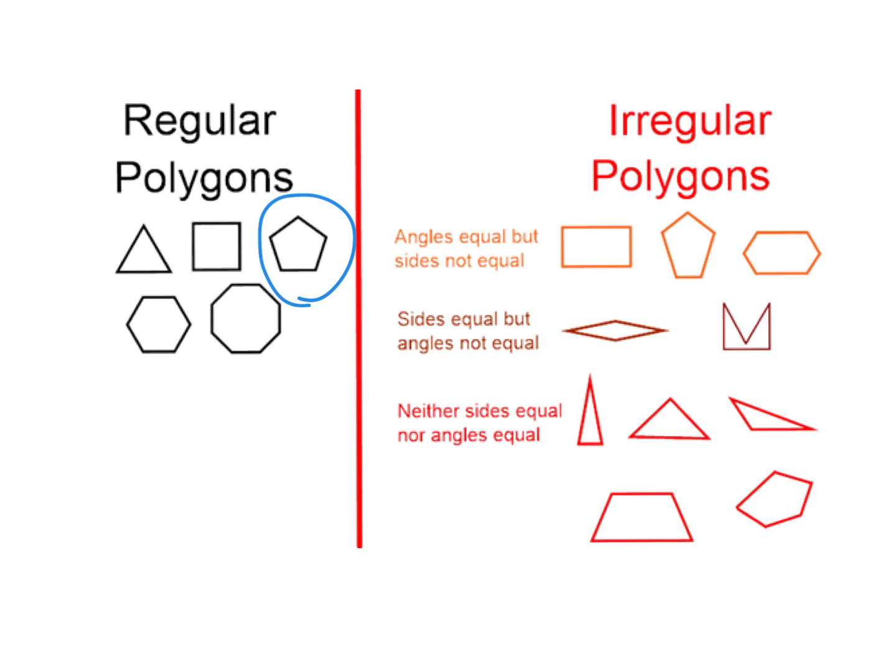Versus the pentagon over on this side, that is not the same. It does not have the same sides. So it's an irregular polygon, or you could call it an irregular pentagon. And then they do a good job labeling, like sometimes the angles are equal, but the sides are not. And then maybe vice versa. Maybe sides are equal, but angles are not. Or the bottom one here, neither sides equal nor angles are equal.